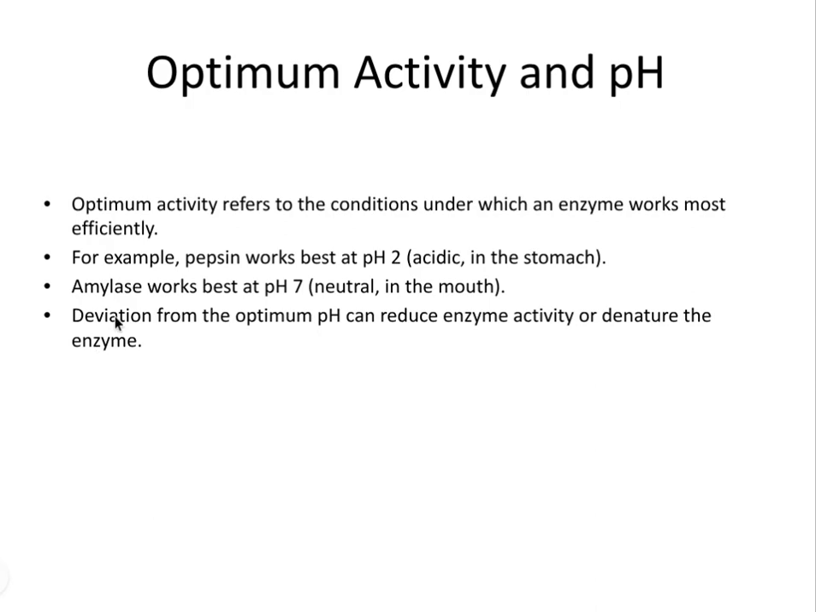Optimum activity and pH. Optimum activity refers to the conditions under which an enzyme works most efficiently. For example, pepsin works best at pH 2, acidic, in the stomach. Amylase works best at pH 7, neutral, in the mouth. Amylase is formed as a chemical reaction to break down food and occurs in our mouth. Deviation from the optimum pH can reduce enzyme activity or denature the enzyme.